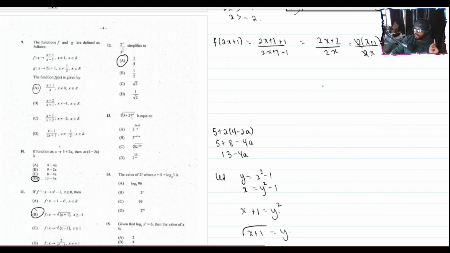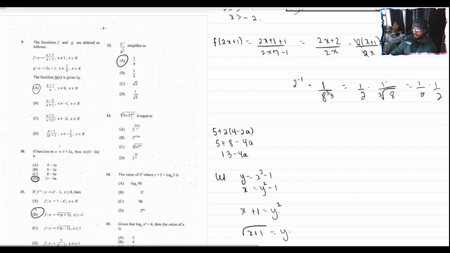Without using the calculator, 2 to the power minus 1 multiplied by 1/8 to the power 1/3 is the exact same question 12 written differently. 2 to the minus 1 is a half. 8 to the power a third is the cube root of 8. A half multiplied by a half, and we still get the same 1/4.